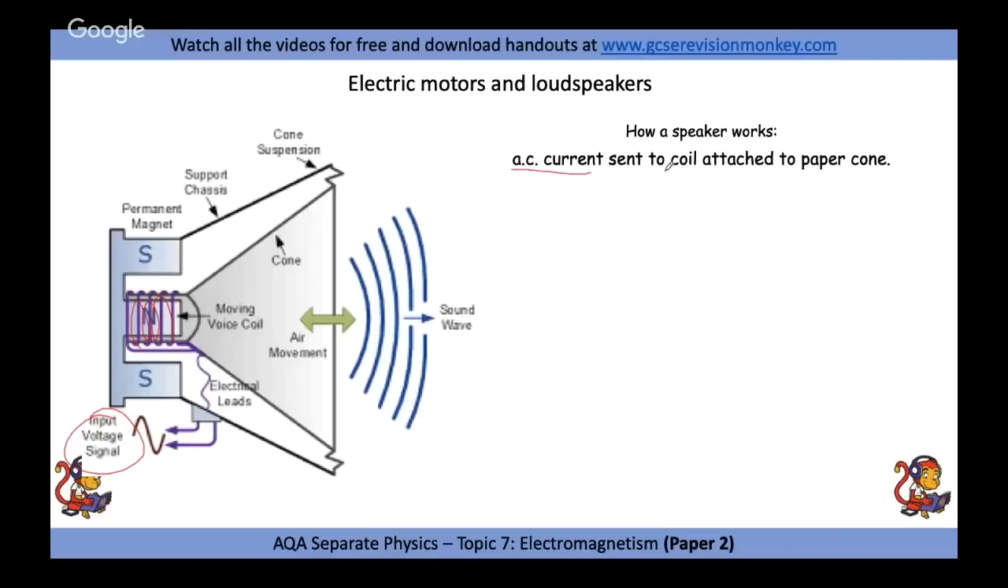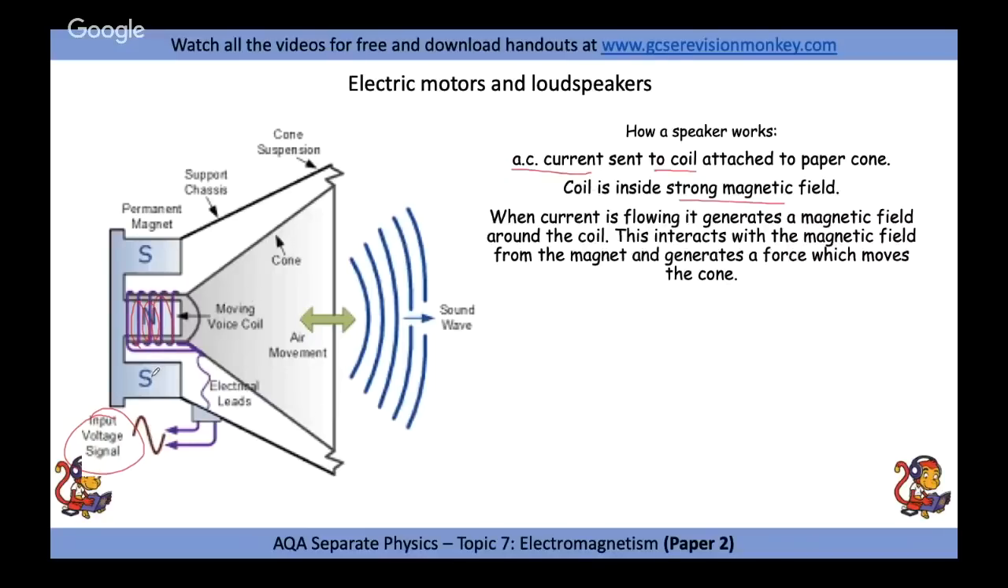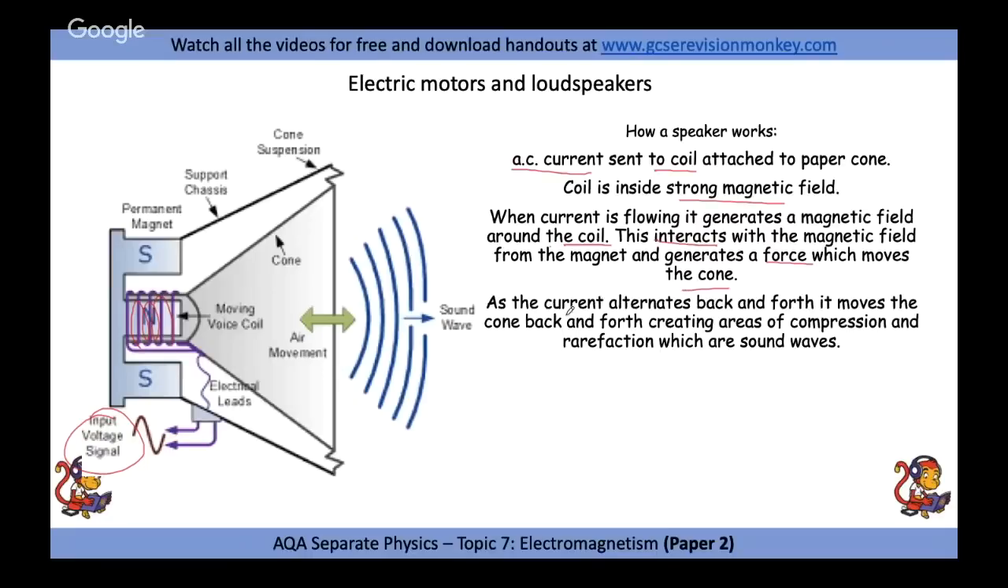AC current is sent to the coil, my coil of wire, which is attached to my paper cone. The coil is inside a strong magnetic field of the magnet. When current is flowing, it generates a magnetic field around the coil, just like an electromagnet. This interacts with the magnetic field from the magnet, and it generates a force which moves the cone. As the current alternates backwards and forwards, it moves the cone backwards and forwards, creating areas of compression and rarefaction, which are sound waves.